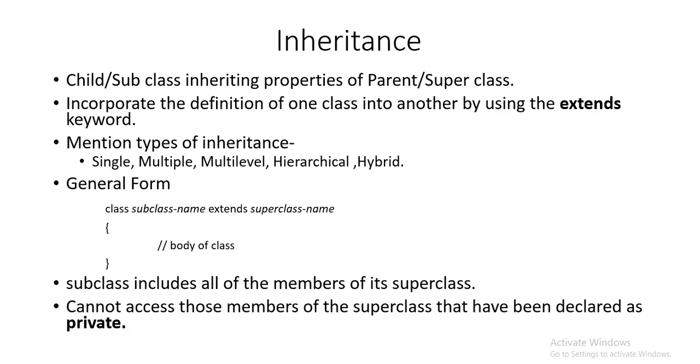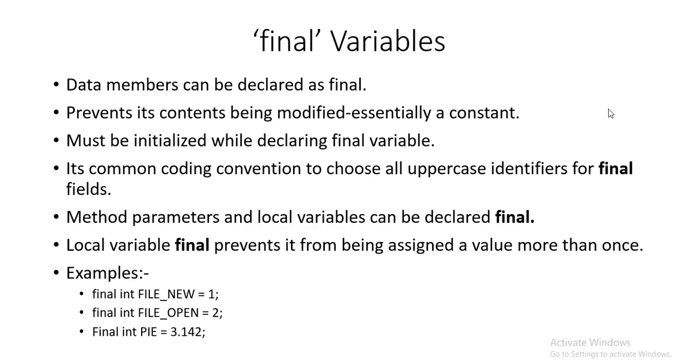Okay, so final variables. First, we'll see what final variables are. What is the use of final variables? The final variables are nothing but constant variables. In other programming languages, we define constant variables. In C, we define constant variables or global variables. Similarly, in Java we have the final keyword to declare a variable as final.